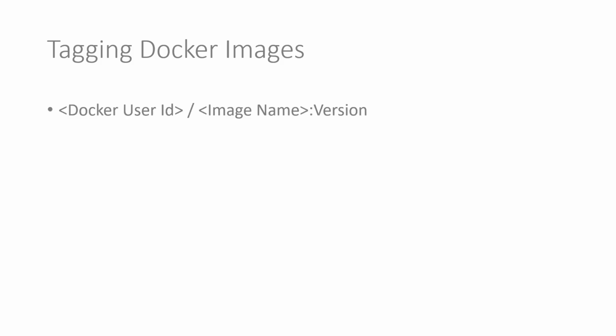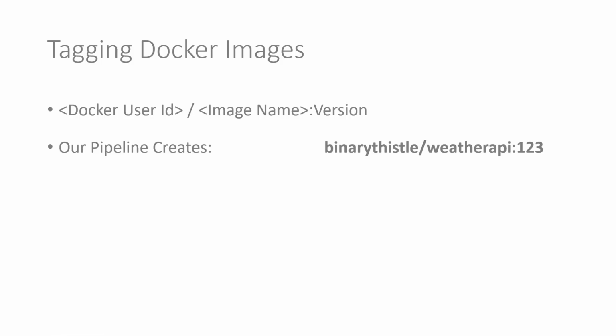So just to review again, the standard convention for people like me or you who are creating Docker images and pushing them up to Docker Hub will be your Docker user ID, so in my case binary thistle, /, and please note there are no spaces there, I've just put spaces in here to make it very clear. The name of the image, so in our case weather API, and then a colon and a potential version. So in our Azure Pipelines YAML file, this is what would be getting pushed up to Docker Hub.